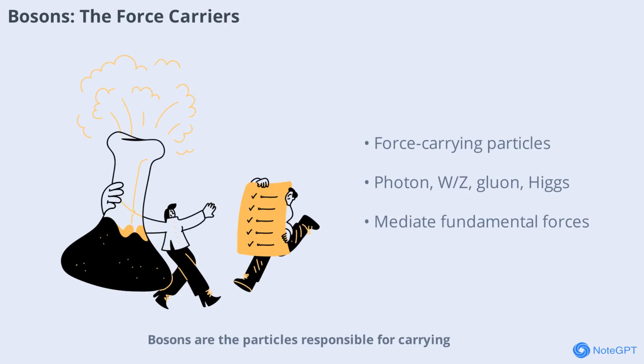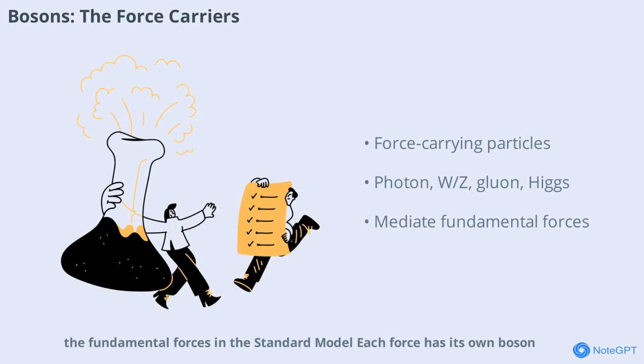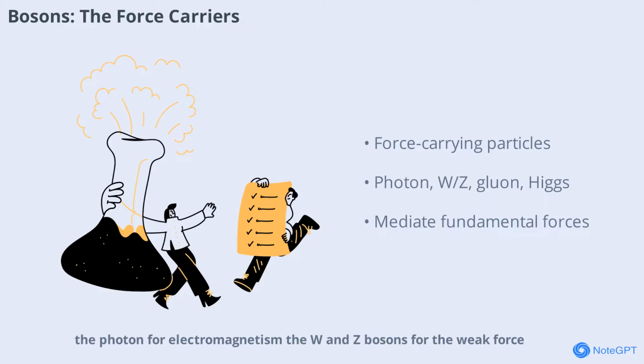Bosons are the particles responsible for carrying the fundamental forces in the Standard Model. Each force has its own boson: the photon for electromagnetism, the W and Z bosons for the weak force, and the gluon for the strong force. There's also the Higgs boson, which gives particles mass. Without bosons, the universe would be a very different place, as they mediate the interactions that hold everything together.